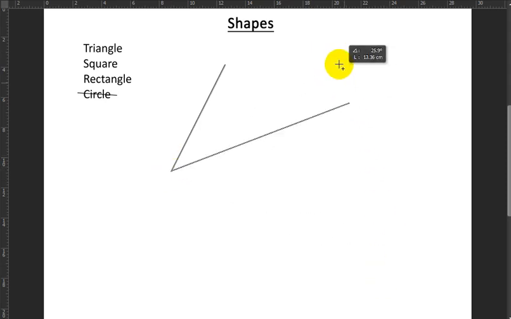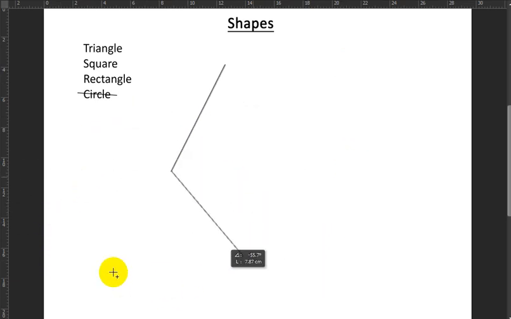And I can take this line wherever I want, and I can still finish the triangle. So I'm going to show you a few examples. Let's say I take it here. Okay. The last line is the one that needs something specific. It needs to go back to the beginning.